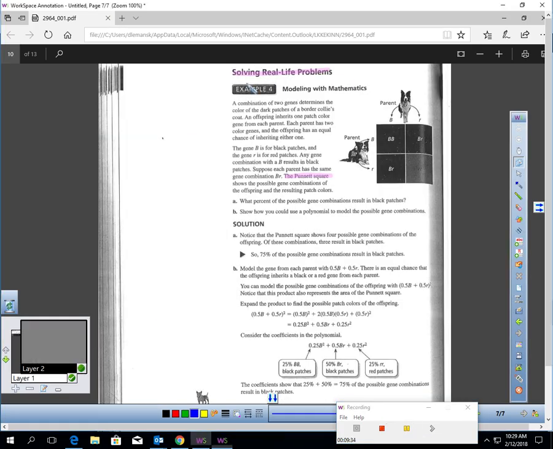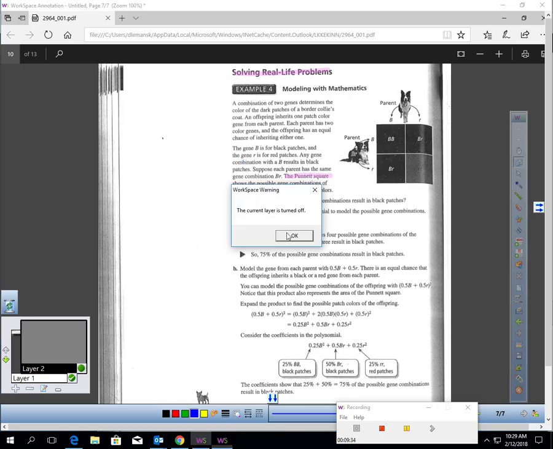You can also solve real-life problems with these special patterns, and there are real-life situations that involve these special patterns. A combination of 2 genes determines the color of dark patches of Border Collie's coat. An offspring inherits 1 patch color gene from each parent. Each parent has 2 color genes, and the offspring has an equal chance of inheriting either one.